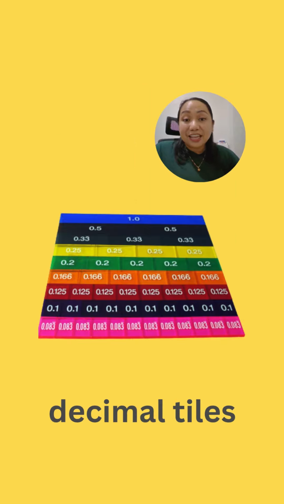Just like fractions, decimals are also quite hard for students to visualize. So the decimal tiles are perfect to help the students see what 1/10 is, what 3/10 are, and together with the fractions tiles or the fractions bar, you can also let them see the relationship of fractions and decimals.